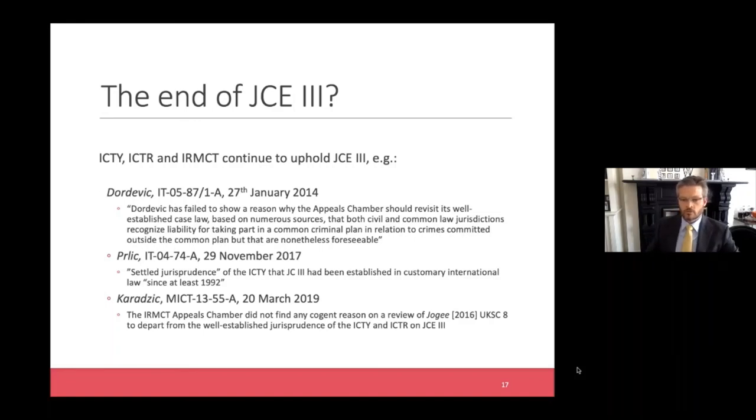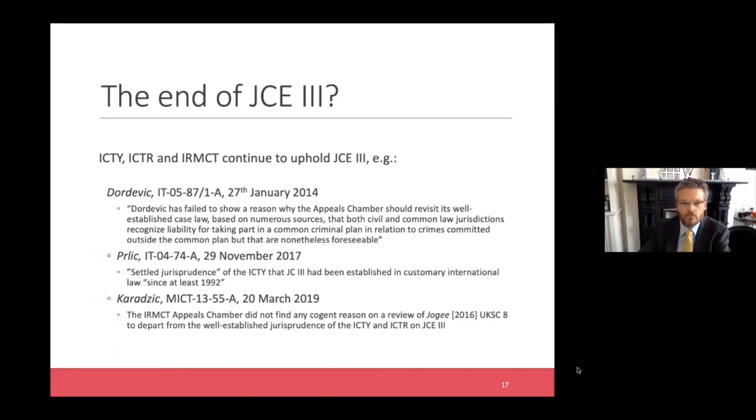Strangely, for a doctrine, the source of which was said to have been constant and uniform practice, the very fact that JCE3 is controversial and divisive appears to have been used as a tool to defend its continued existence in the absence of a common rejection among all domestic jurisdictions of its approach. Moreover, there is something akin to a self-fulfilling prophecy in the ICTY, ICTR, and IRMCT's repeated references to the fact that it is established and settled doctrine within their own jurisprudence, as if that by itself elevates the proposition to the status of customary international law since 1992.